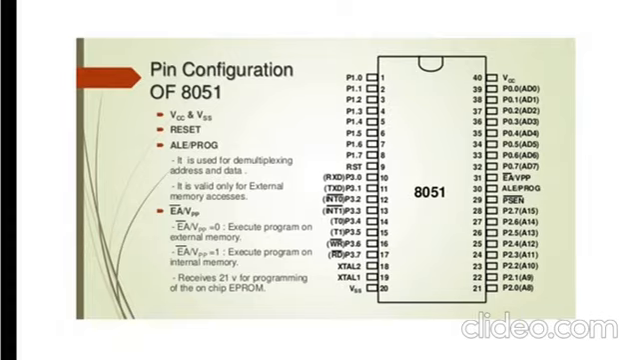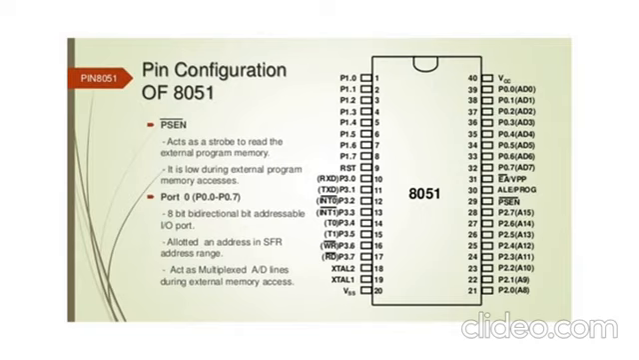Next you have PSEN, which we just discussed. PSEN acts like a strobe to read the external memory. It is low during external program memory access. It is always low during external memory access, because it is used to read whenever external program memory is used. So this is an active low pin, and it will definitely be equal to 0 whenever external memory is accessed. Next, port 0. This is an 8-bit bidirectional bit addressable IO port.